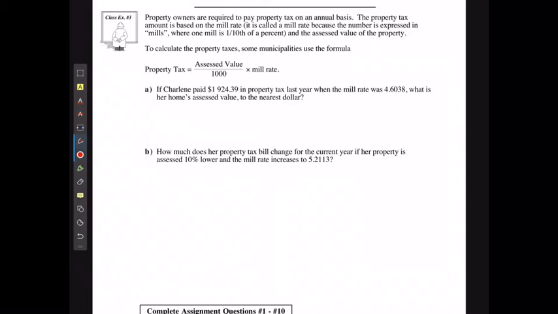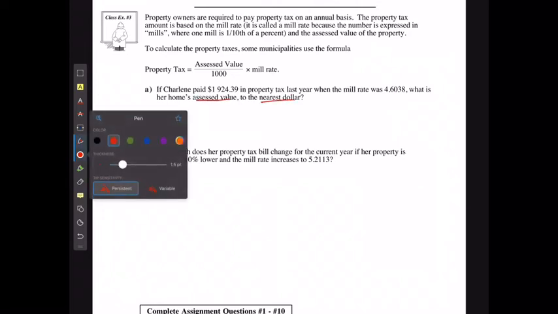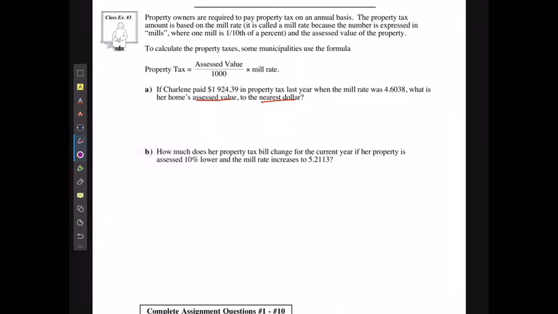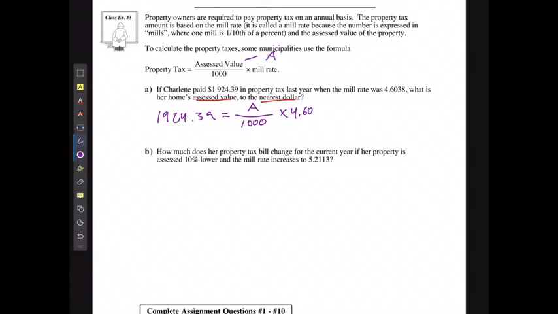So, if Charlene paid $1,924.39 in property tax last year, when the mill rate was 4.6038, what is her home's assessed value to the nearest dollar? Well, in this case, I know that 1924.39 is equal to her assessed value, let's just call that A, over 1,000 times 4.6038.